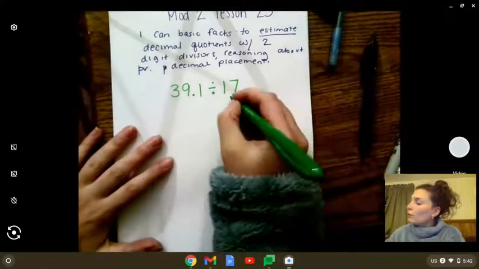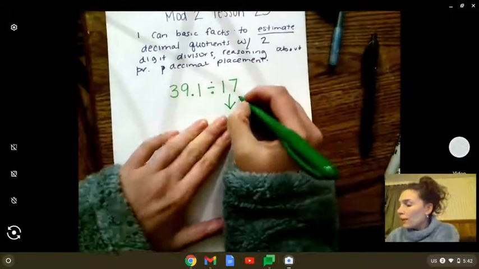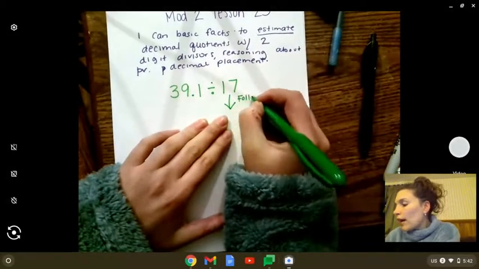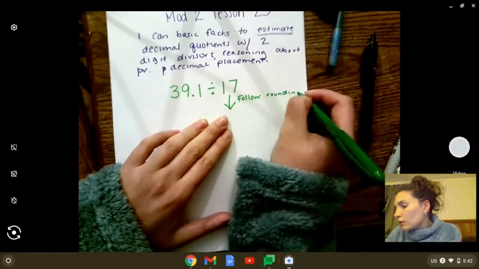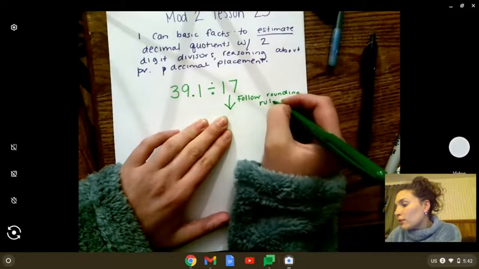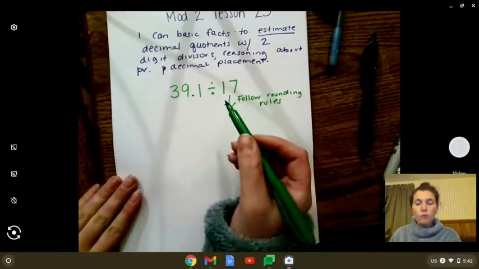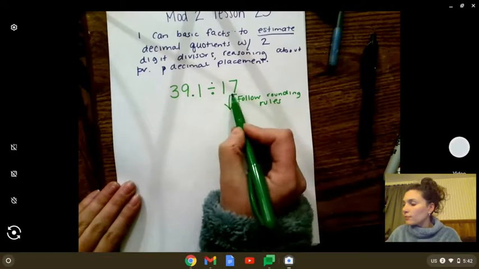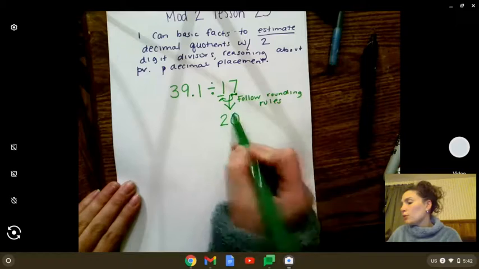Before, we would round 17 following the rules of rounding. So we would round our divisor by following rounding rules. Remember, if I write, you write. So 5 or more, raise the score. 4 or less, let it rest. So we would change this to 20.